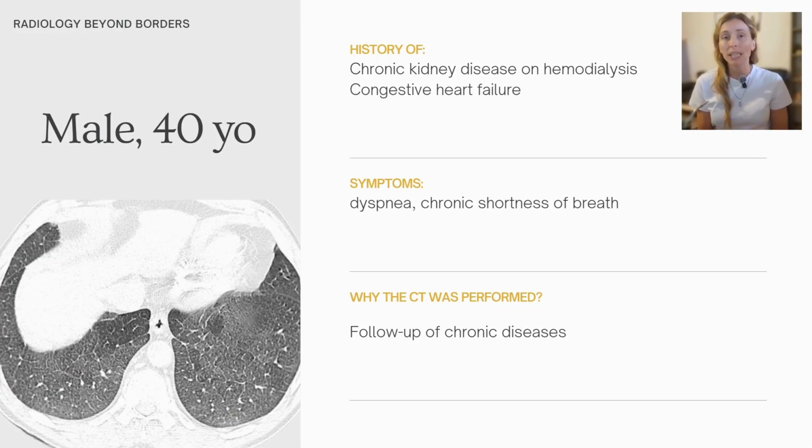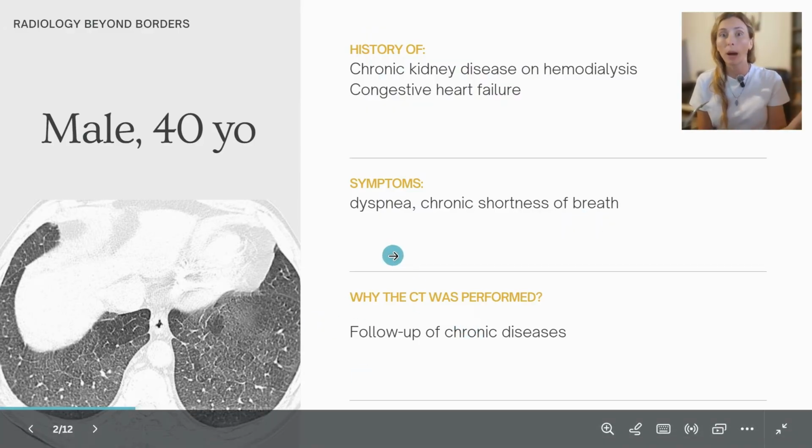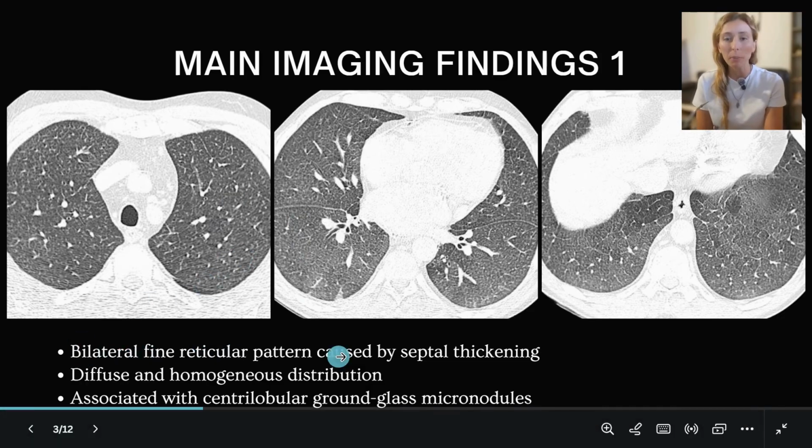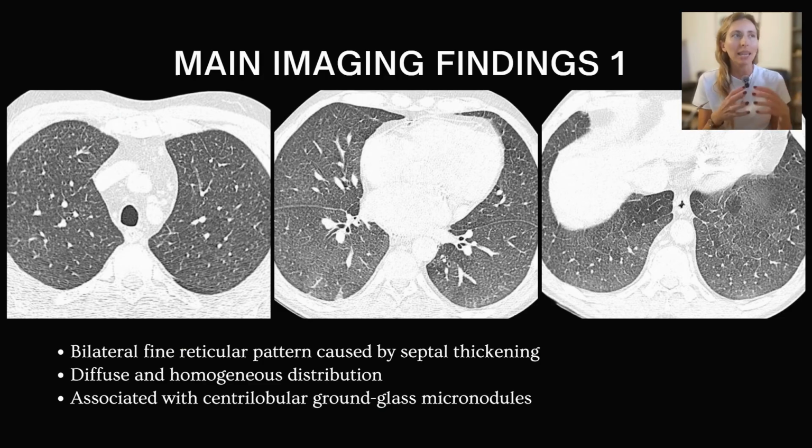It is a 40-year-old male. He has history of chronic kidney disease on hemodialysis and congestive heart failure. His symptoms, dyspnea, chronic shortness of breath, and the CT was done for a follow-up of the chronic diseases that he has. The main imaging findings on this CT were this fine reticulation, you can see bilateral fine reticular pattern caused by septal thickening. It's fine reticulation versus gross reticulation that can help you a lot in trying to distinguish the different reticular patterns that you can find in CT.